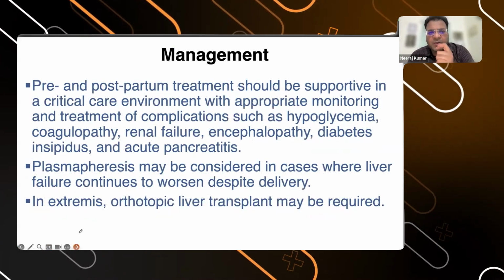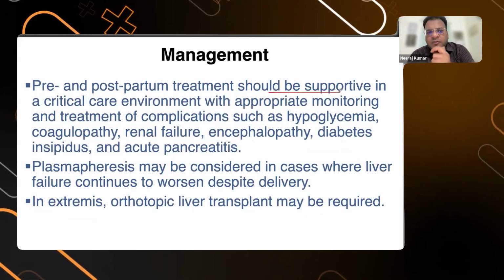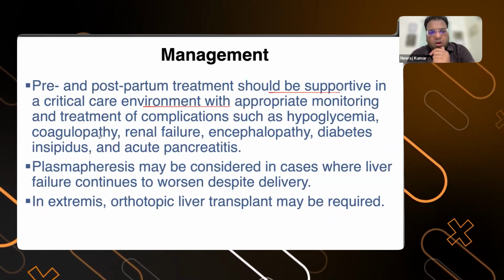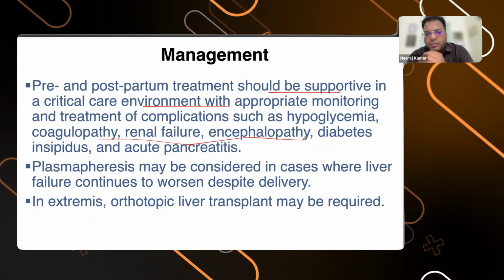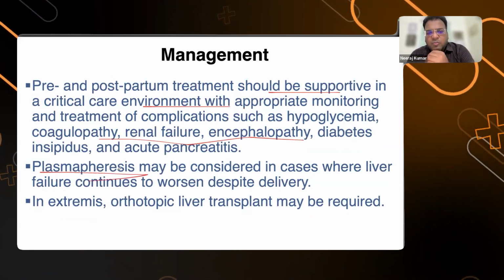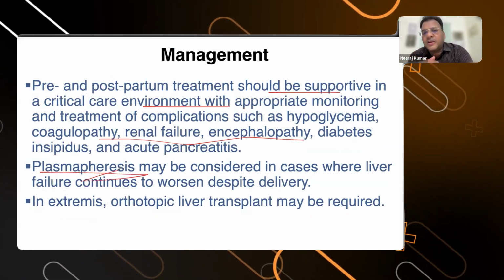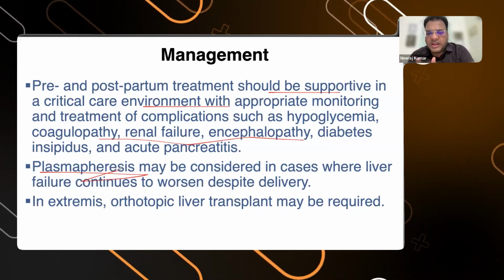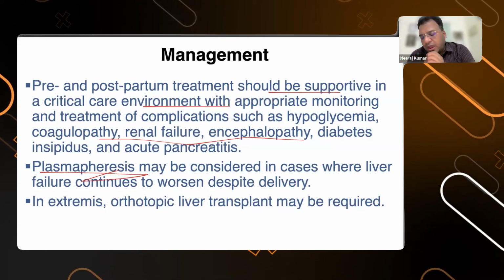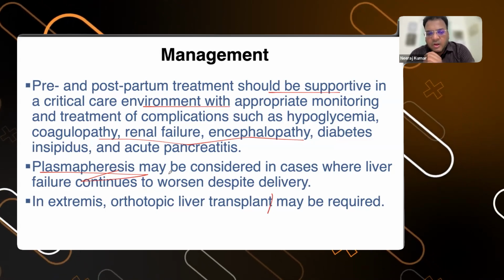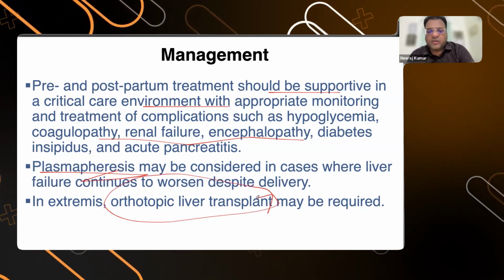Okay. Now, management, pre and postpartum treatment should be supportive. Critical care environment; coagulopathy, renal failure, and encephalopathy have to be taken care of. Plasmapheresis may be considered in cases where liver failure continues to worsen despite delivery. And in extremis, you can think of OLTX, orthotopic liver transplantation, in this group of patients.